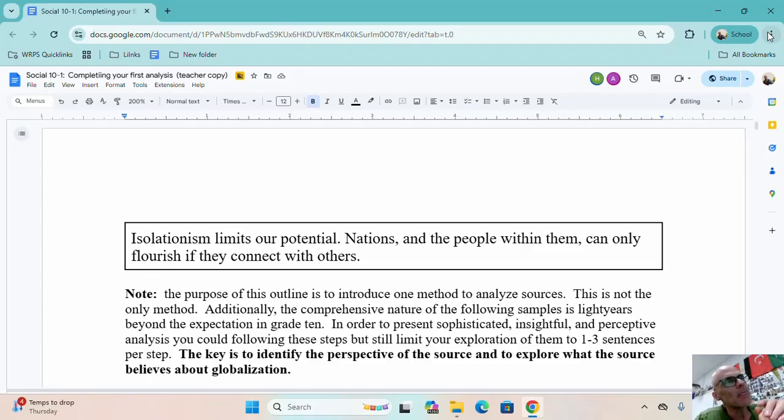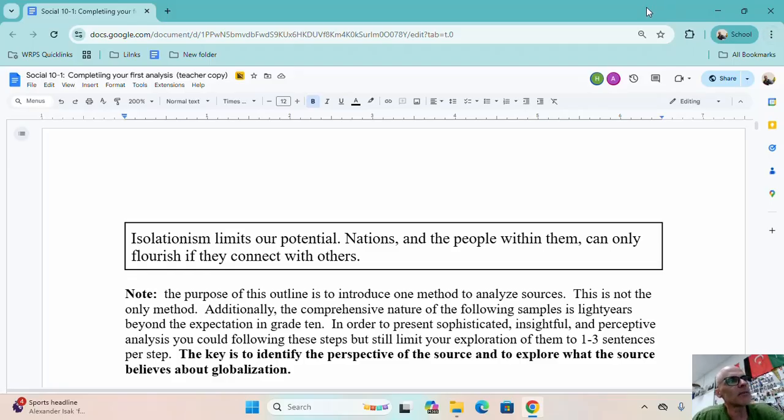Please keep in mind that there is no formula per se, but what we're doing here is giving you some suggestions as to steps that you can use. Many of these steps can be combined, and the goal is in the end to tell us what the source believes about the theme of the course.